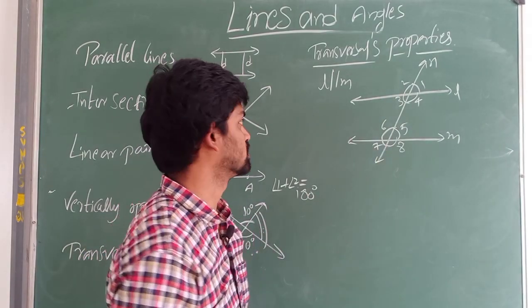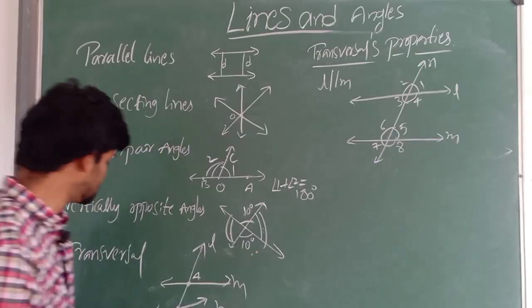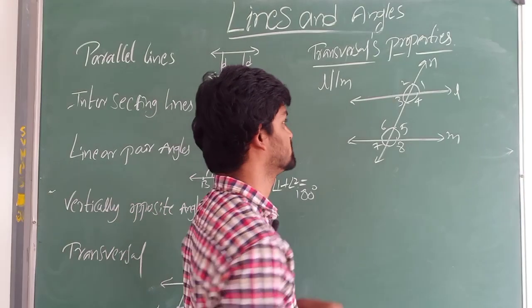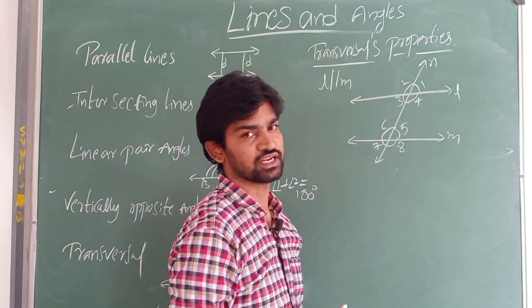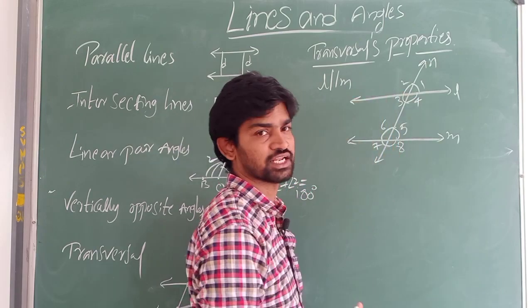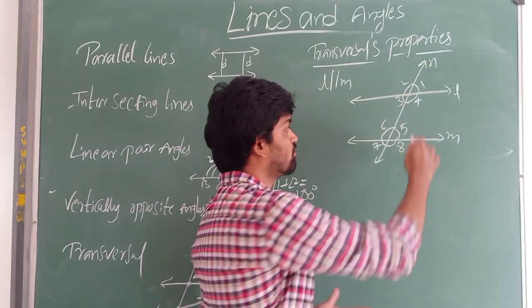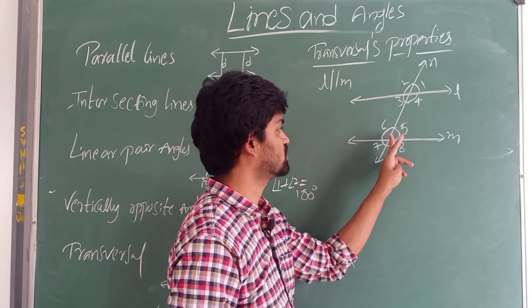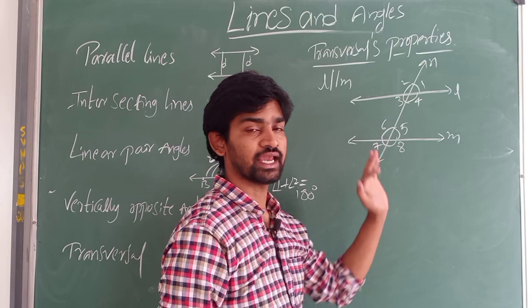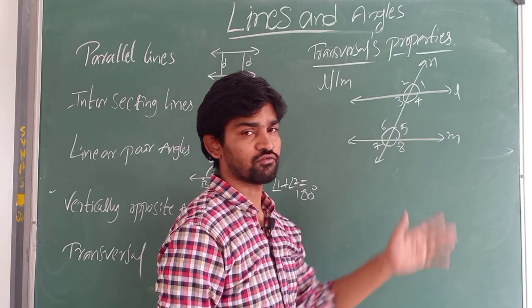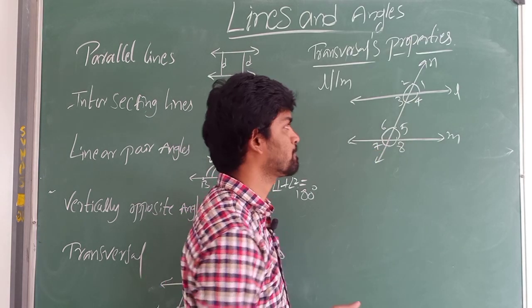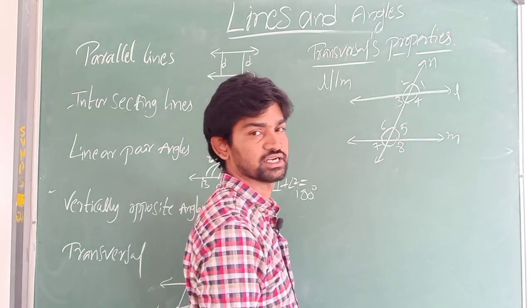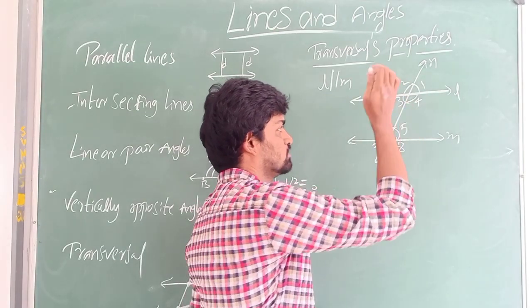Now what are the properties here? We will try to learn now. First we have already learned vertically opposite angles and linear pairs. How many linear pair angles are there? Here we will check. Angle 1 and angle 2 are a linear pair. Angle 2, angle 3 linear pair. 3, 4 linear pair. 4, 1 linear pair. So 4 pairs of linear pair angles formed here, and here also another 4. Total how many? 8 pairs of linear pair angles were formed. What is the property between them? The sum of them is 180 degrees. So angle 1 plus angle 2 is 180. 2 plus 3, 180. 3 plus 4, 180.